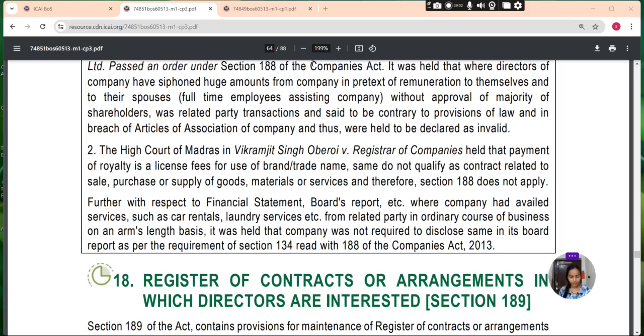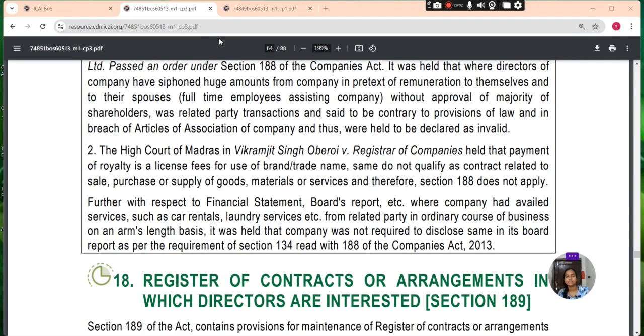Further with respect to the financial statement and board report, where the company had availed service such as car rentals, laundry services from related party in their ordinary course of business on an arm's length basis, it was held that the company was not required to disclose the same in its board report as per the requirement of section 134 read with 188 of the Companies Act 2013.